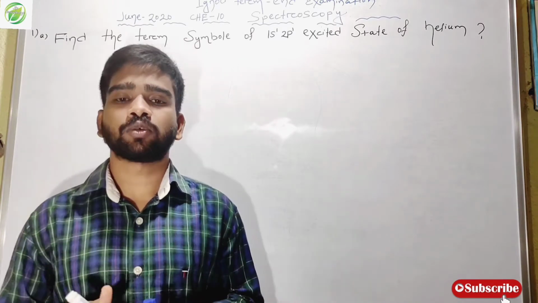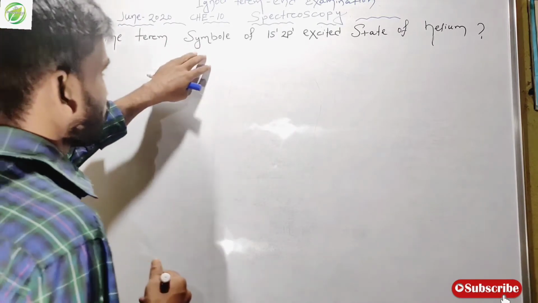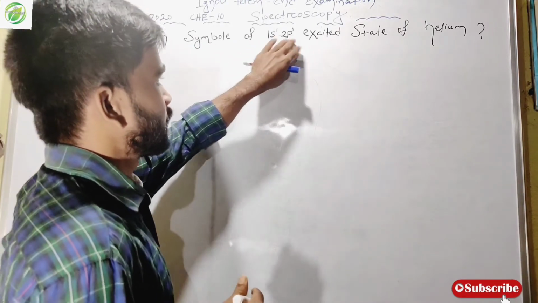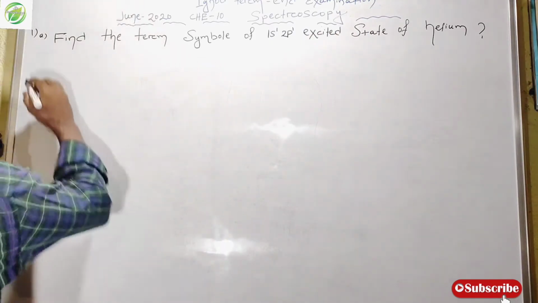Spectroscopy. Let's try to solve these questions. This is question number 2a. Find the term symbol of the 1s1 2p1 excited state of helium. Let's try to solve this question.